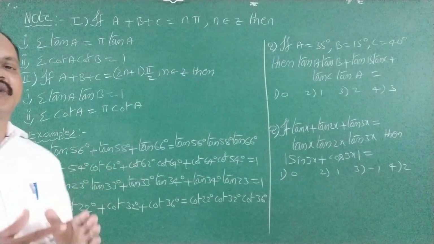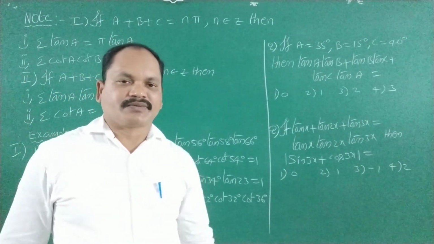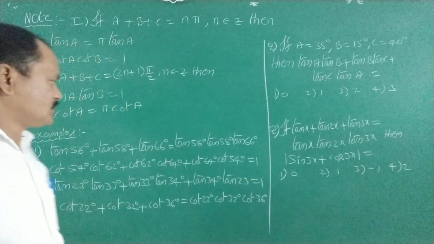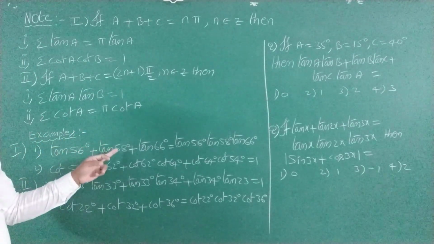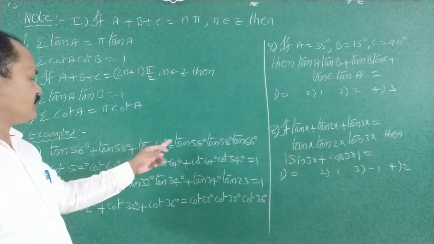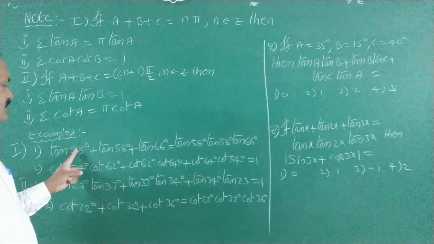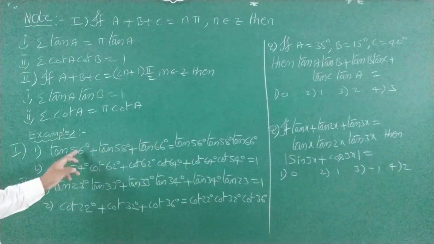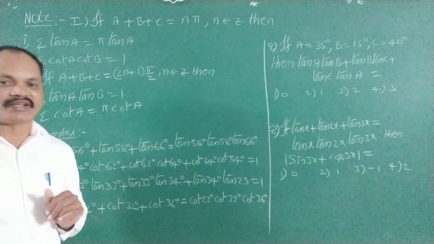That means the sum of the angles is 90 or 270, like that. Odd multiples of pi by 2, that means pi by 2, 3 pi by 2, 5 pi by 2, like that. So, examples, observe here: tan 56 degrees plus tan 58 degrees plus tan 66 degrees is equal to tan 56 into tan 58 into tan 66. Why? Since 56 plus 58 plus 66 is 180. The sum of all these angles is 180, that's why sigma tan a is equal to pi tan a.